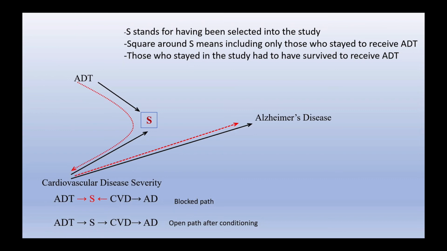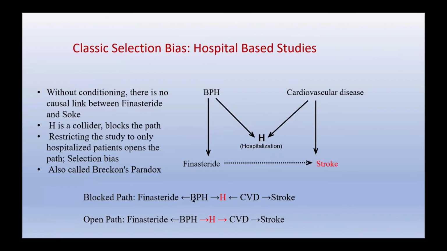And this bias is also called immortal time bias because it refers to a period in which somebody cannot die and is included in the study. The fact that they can't die in that period causes an artificial sort of survivorship in that study.